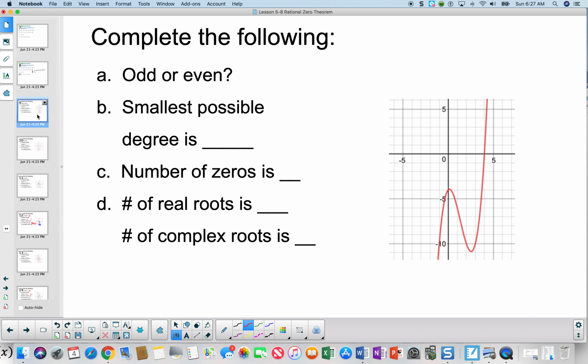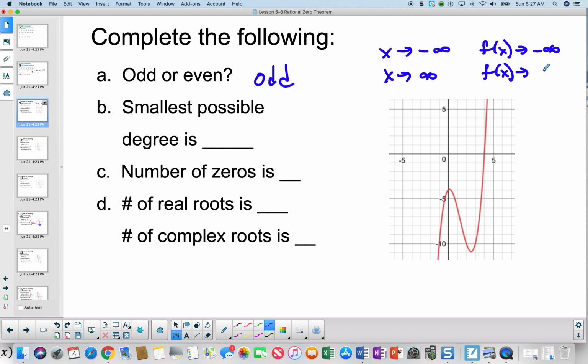Let's go ahead and see if we can tell the difference between rational roots and complex. So first, is the function odd or even? The answer is that it is odd. Now how do I know it's odd? Well, because as x approaches negative infinity, f of x approaches negative infinity. As x approaches positive infinity, f of x approaches positive infinity. Since they are different, it's odd.